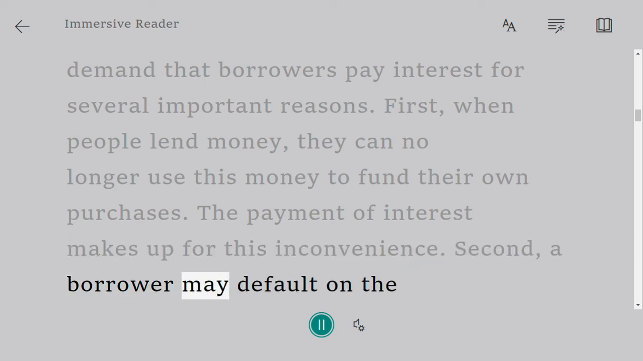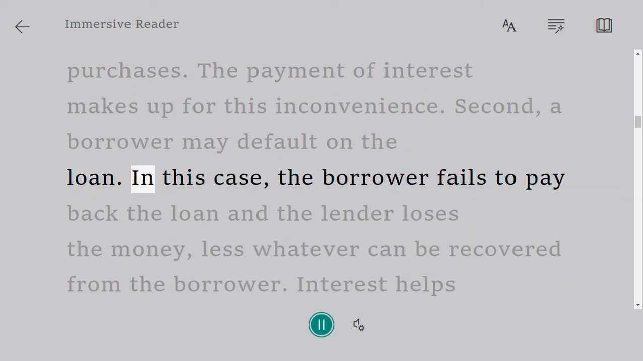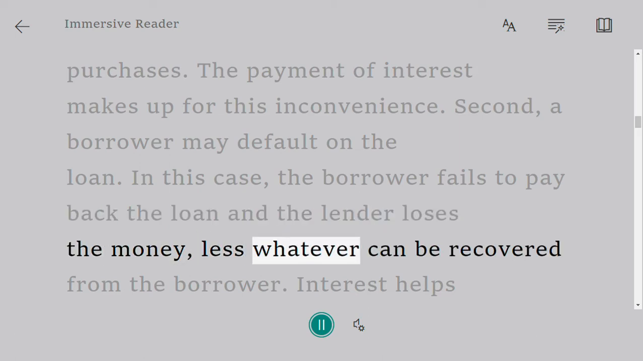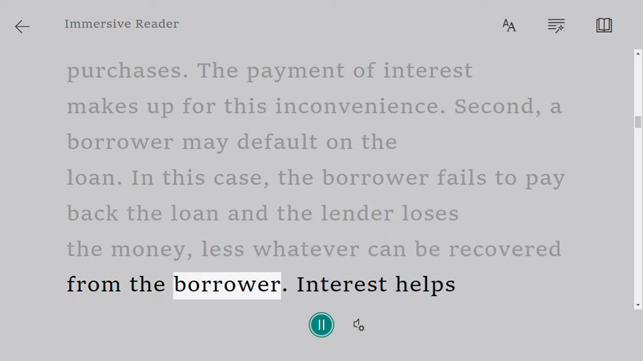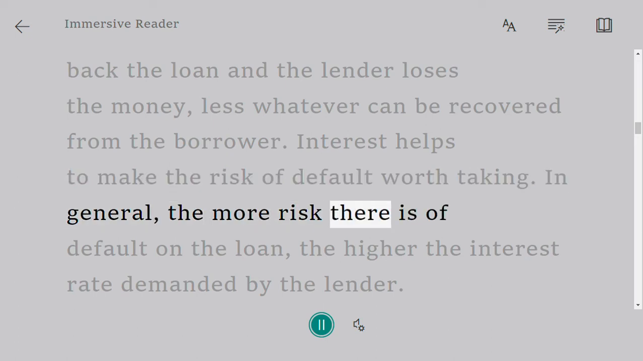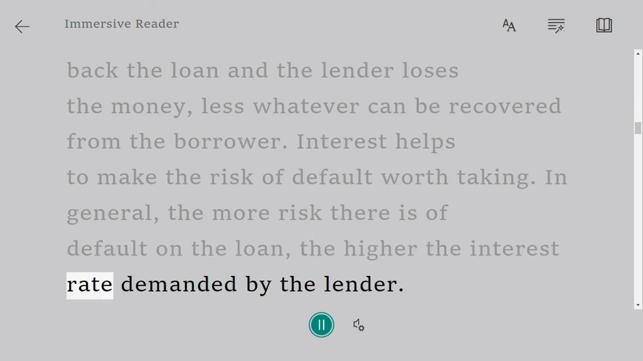Second, a borrower may default on the loan. In this case, the borrower fails to pay back the loan and the lender loses the money, less whatever can be recovered from the borrower. Interest helps to make the risk of default worth taking. In general, the more risk there is of default on the loan, the higher the interest rate demanded by the lender.